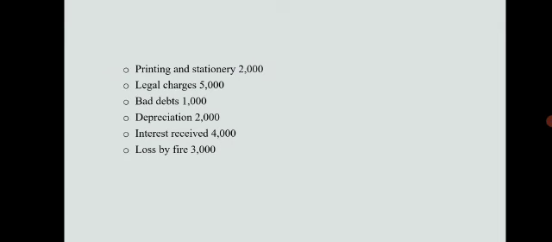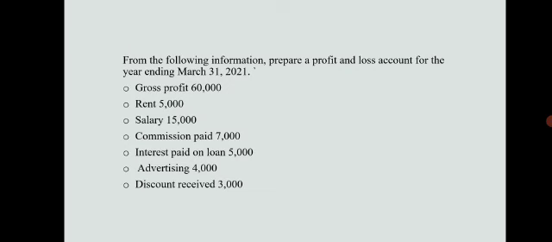So depreciation is 2000, enter it on the debit side. Next is interest received, again it is a gain, so go to the credit side and write interest received 4000. And the last one is loss by fire 3000. Loss by fire we write on the debit side, under expenses and losses, so it's a loss, loss by fire 3000. So I'm done with all the items from the profit and loss account as mentioned in this particular problem.